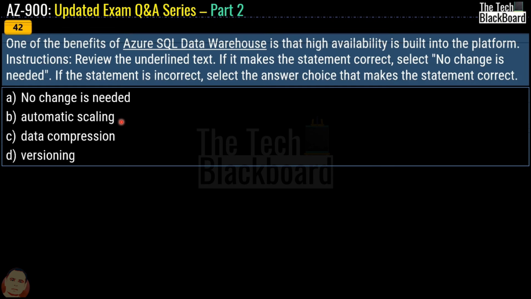Moving on with question number 42, the question says that one of the benefits of Azure SQL Data Warehouse is the high availability is built into the platform. And in this question, again, you have to review the underlying text. And if this makes the statement correct, you have to select no change needed. And if this makes the statement incorrect, then you have to choose the answers out of the other given options.